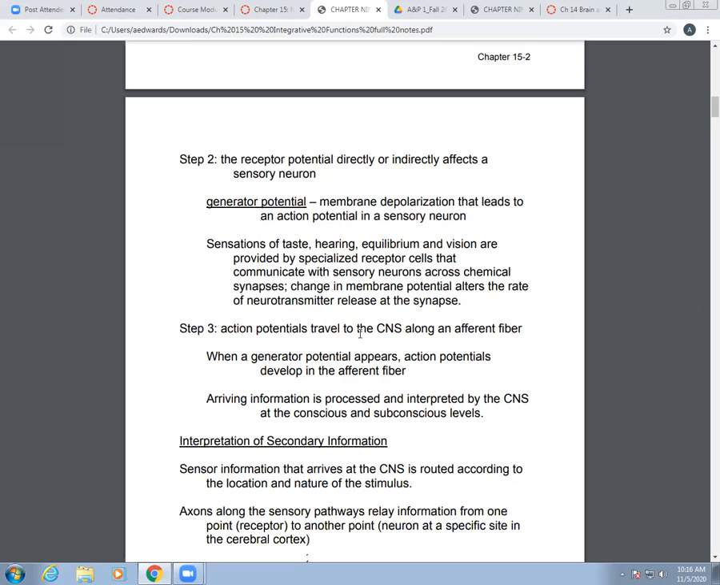Okay, in your third step, you get action potentials traveling to your central nervous system along an afferent fiber. Remember, afferent goes from the sensory neuron to the central nervous system. All right, so when a generator potential appears, you get action potentials in your afferent fiber. And then arriving information is going to be processed and interpreted by your central nervous system. And that happens at both the subconscious and the conscious levels.